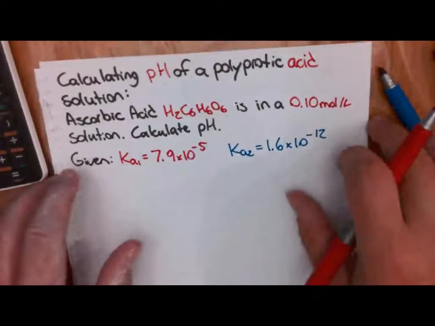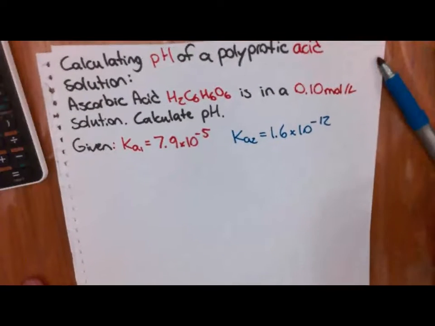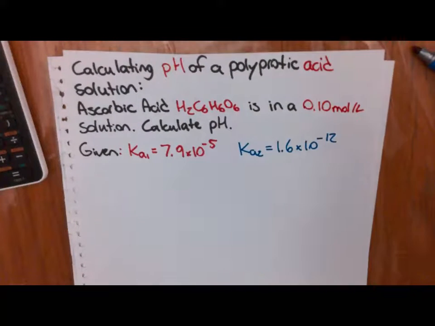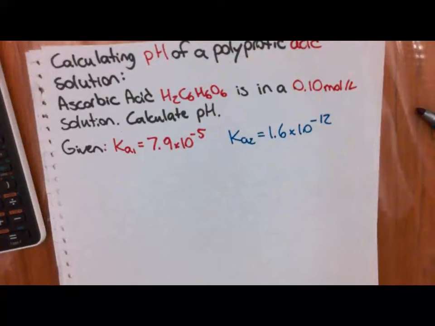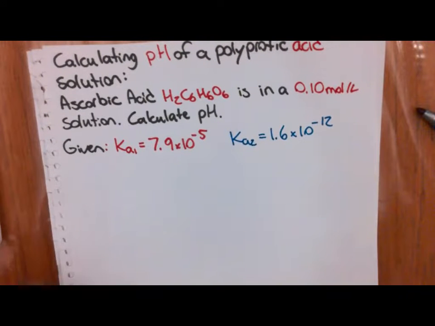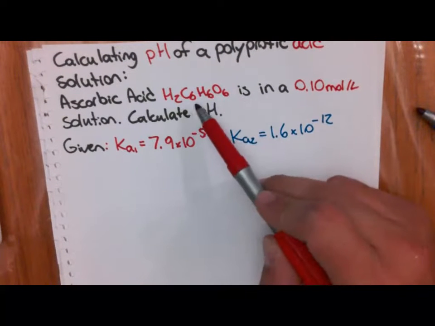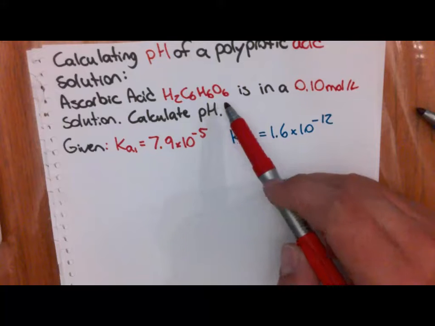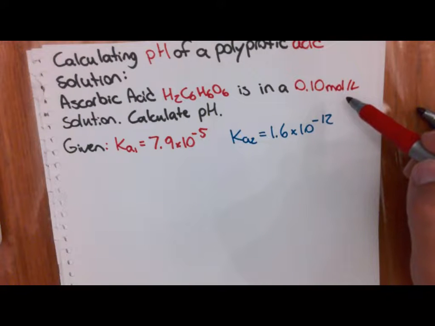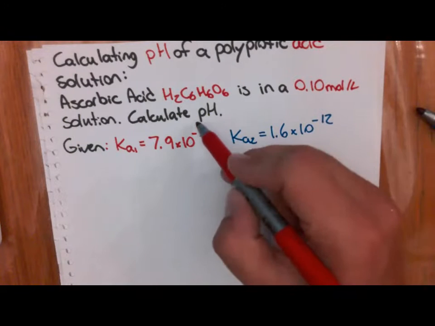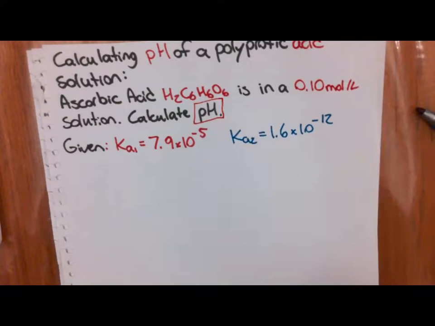So we'll get into just a quick little, the last sample problem that we're going to go through for this section of our notes. It is calculating the pH of a polyprotic acid solution, which is ascorbic acid, which has a formula of H2C6H6O6, and it's in a 0.10 mole per liter solution. And we are asked to calculate pH.